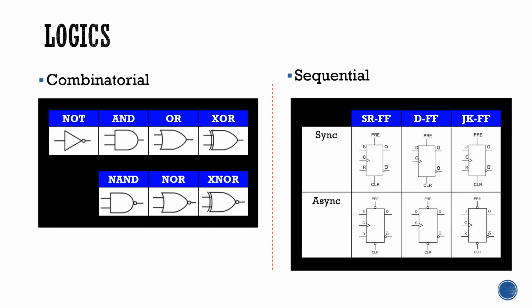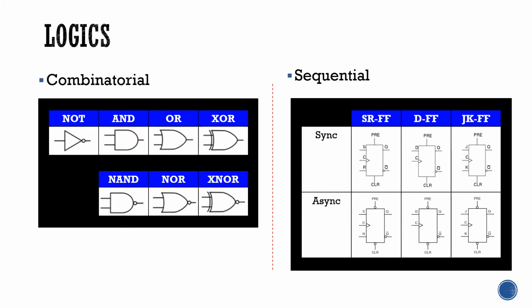Let's start by looking into logics. Logics are classified as combinatorial logics or sequential logics. Combinatorial logic is referred to as time-independent logics. Any changes in input are immediately reflected on the output. It has no storage element, thus no memory.